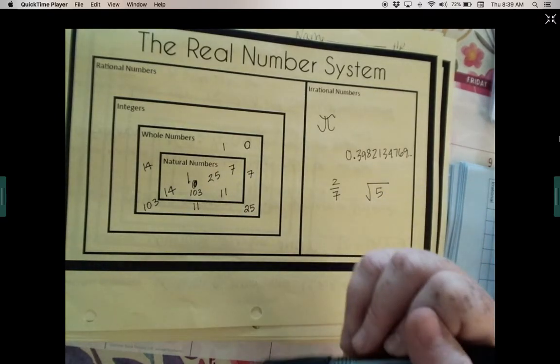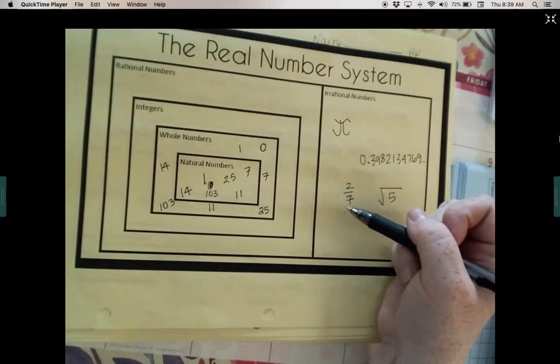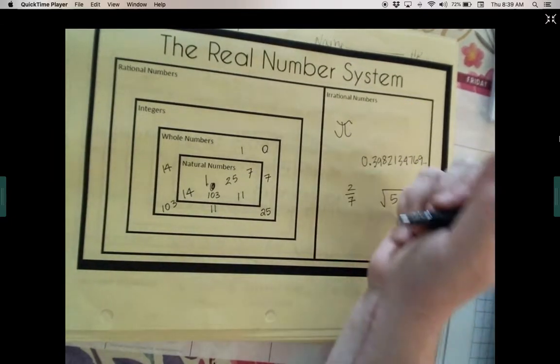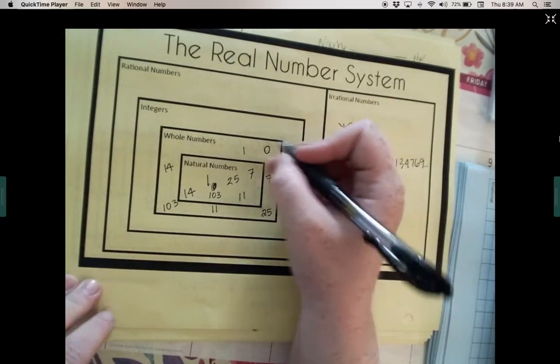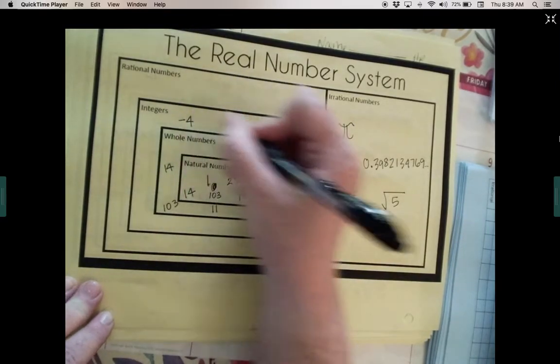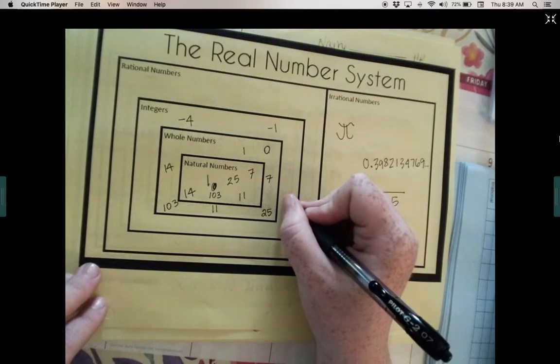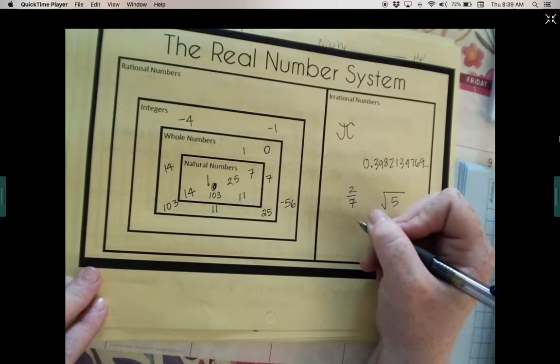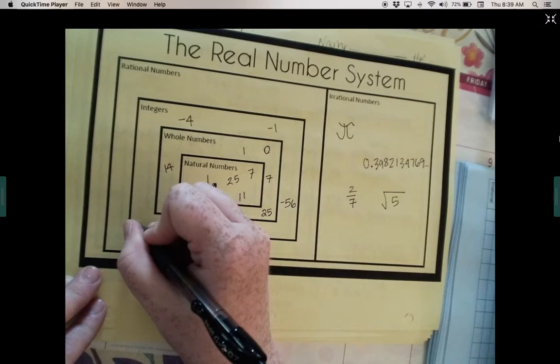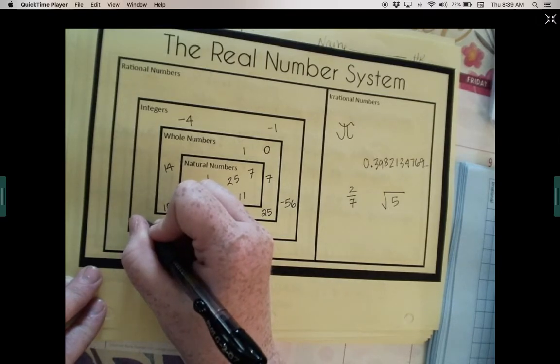Okay. What's different about integers? They can include negative. So, for example, give me a negative number. -4. I heard another one. -1. Give me another. -56. Anything else? Negative what? -103.